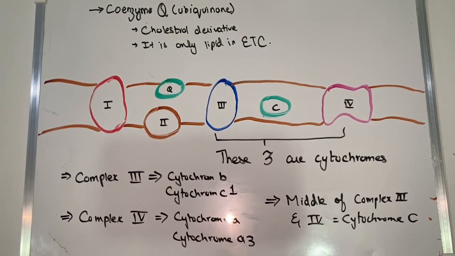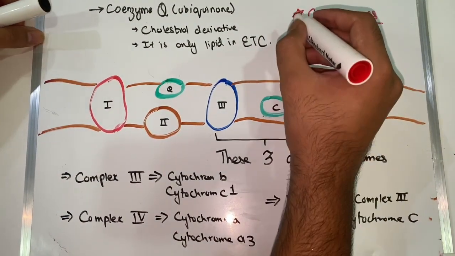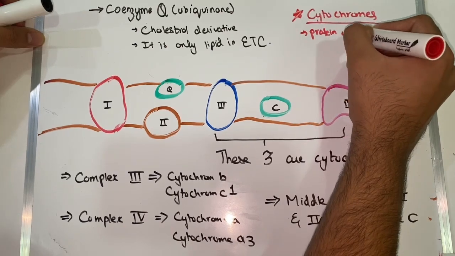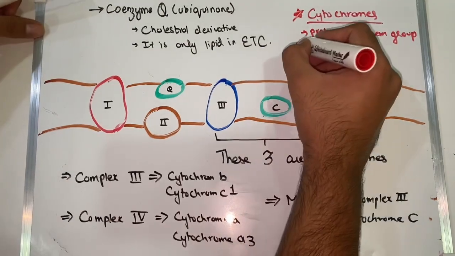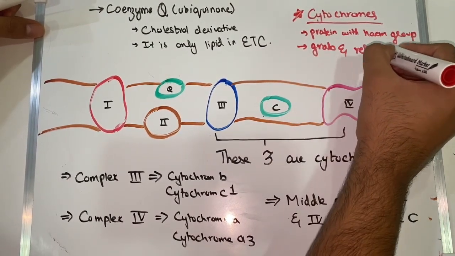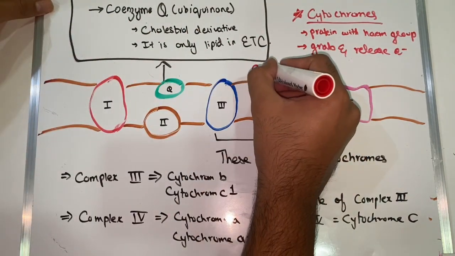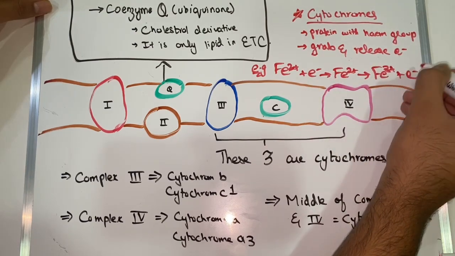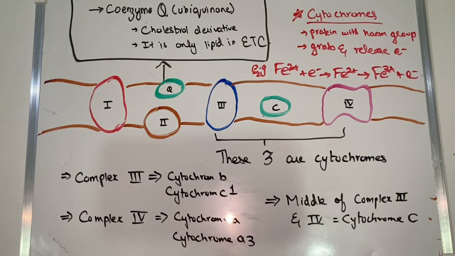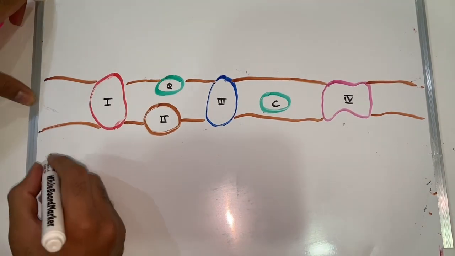So now let's discuss what cytochrome is and what its function is. Cytochrome is basically a protein in which a heme group is present. The main function of it is that it grabs electrons and releases electrons. By grabbing, it converts Fe3+ to Fe2+, and when it releases, then again Fe2+ converts itself to Fe3+. Now let's start the first process of oxidative phosphorylation, which is oxidation.